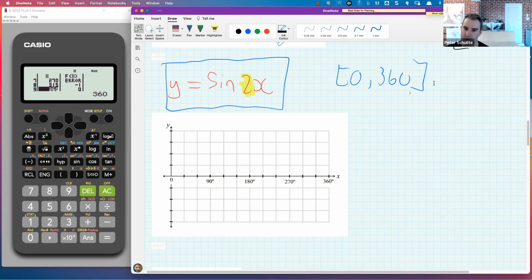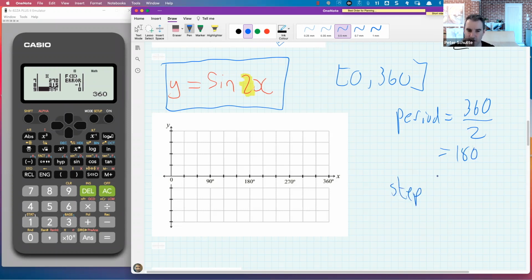So it affects the period of the graph. Perfect. So can you tell me how it affects the period? Since now we have sine 2x, the period now will be 180. Yeah, so we divide by the number, whatever that number is. So the period is going to be 180. What is my step size going to be? Isn't it going to be 45? Yep, you're on form. Well done. So your step size is 45.